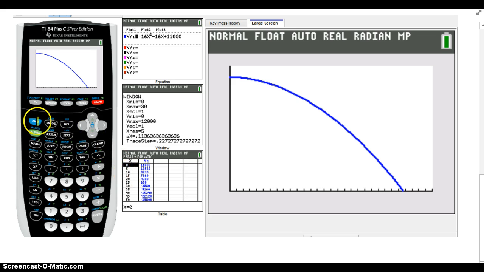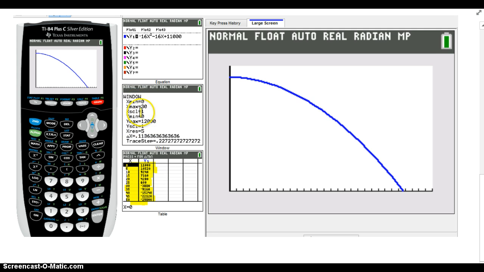So using the table feature, second table set right here, like we did in class, you can put in a start value of 0 and your delta t will be 5. So these are all the values that we get for the table. So instead of doing it by hand, we can see that at 0 seconds, 11,000 feet up in the air, then 5 seconds later, 10,520, and so forth. And it looks like at 25 seconds later, the skydiver is 600 feet up in the air. And then those negative values don't really mean anything for us.